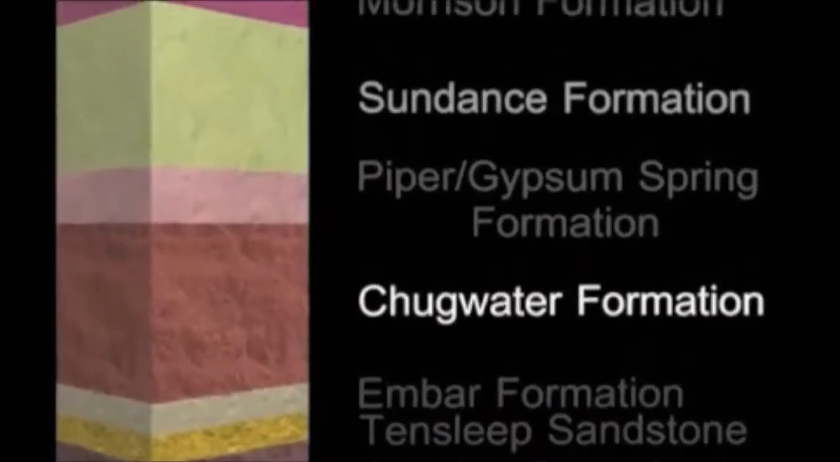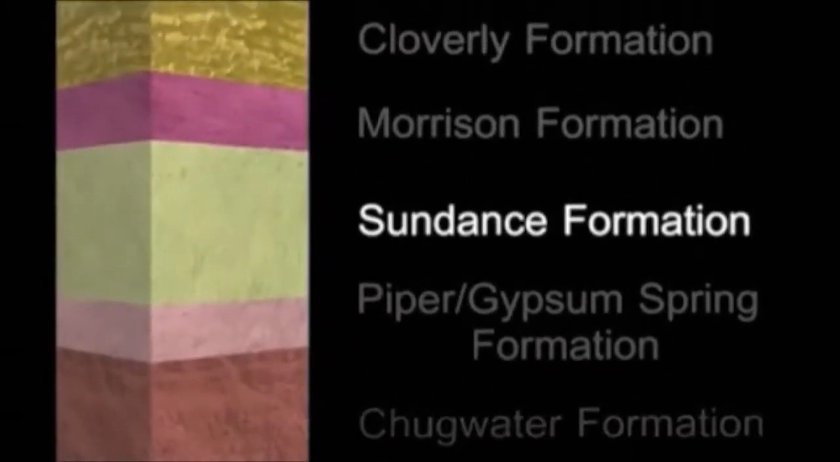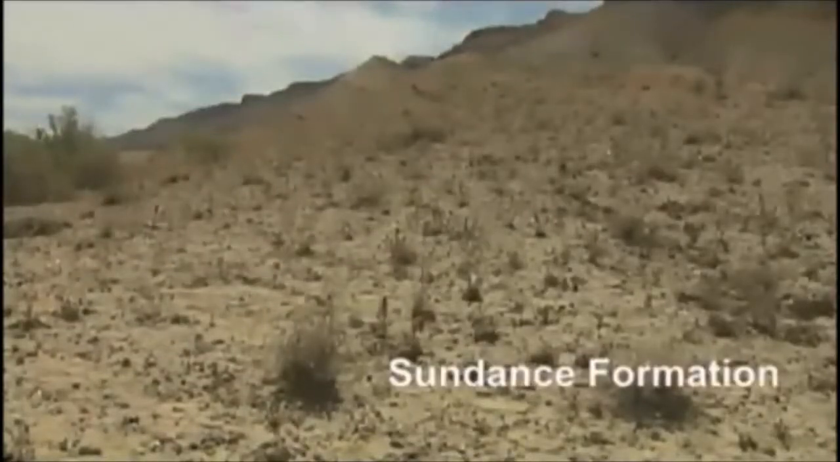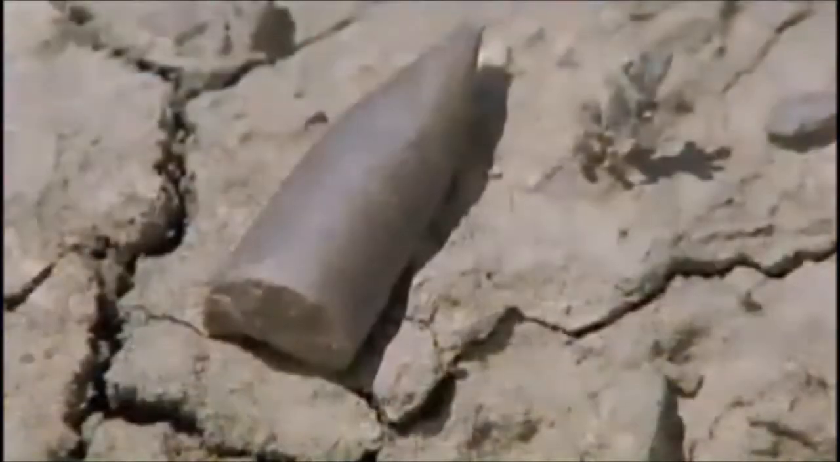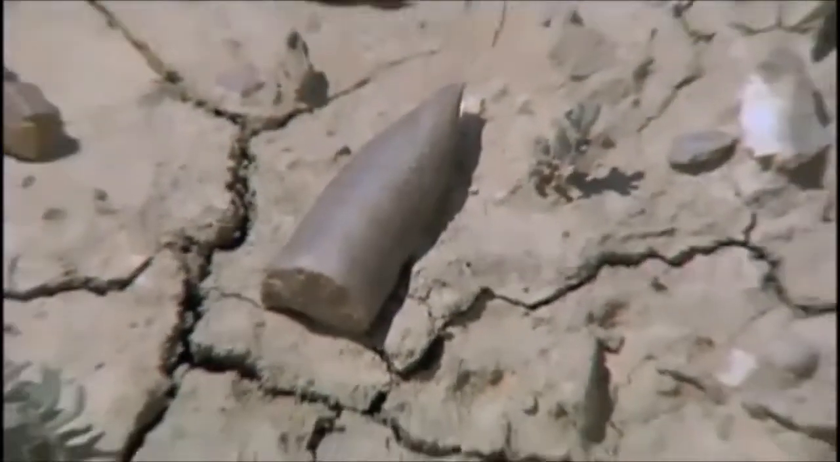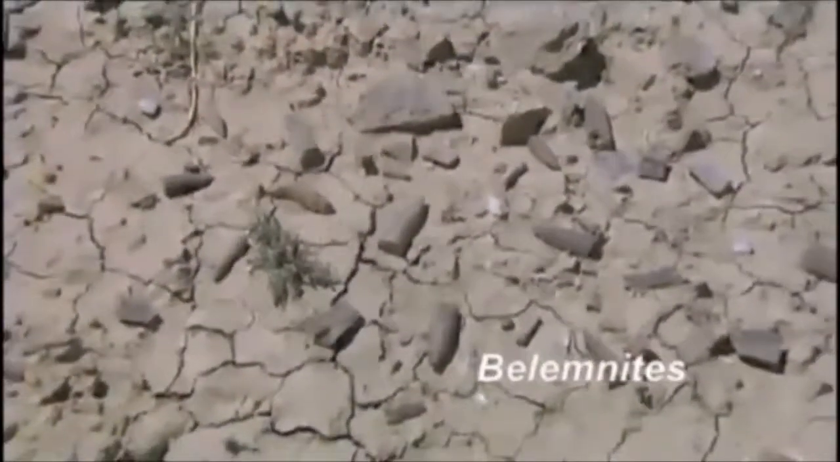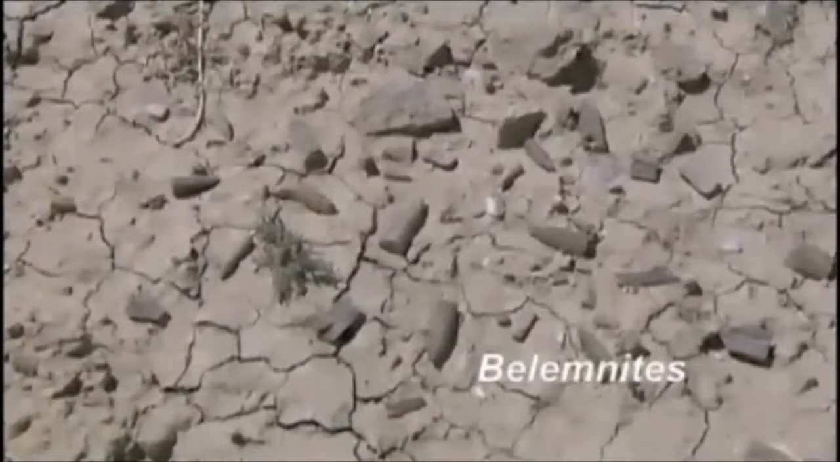The most fossiliferous formation is the Sundance, deposited in a vast sea during the Jurassic period. It contains the fossilized remains of belemnites, squid-like animals of 170 million years ago.